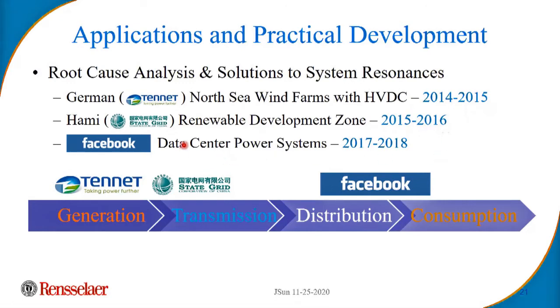And then recently, I worked with Facebook on some of the data center power system stability issues. Facebook has some new challenges, and we have a couple of publications if you are interested. If I put them together on this diagram for the power system, covering generating, transmitting, distributing, and consumption, most of the problems we've been dealing with are in the generating and transmission part. The Facebook challenge is kind of different. It's on the distribution and consumption side. So it's interesting to see that.